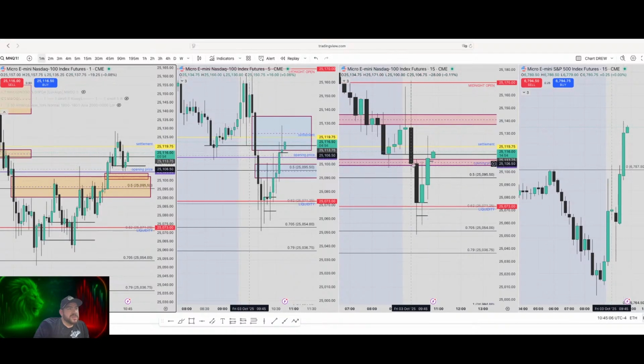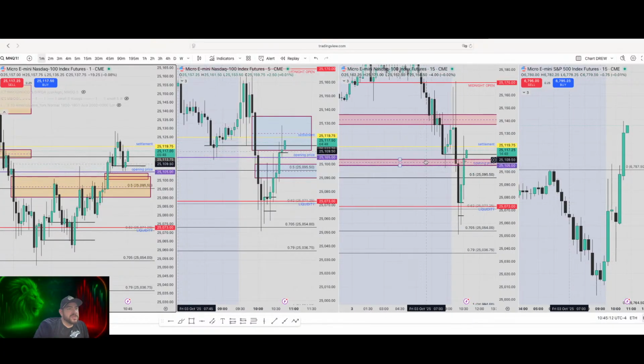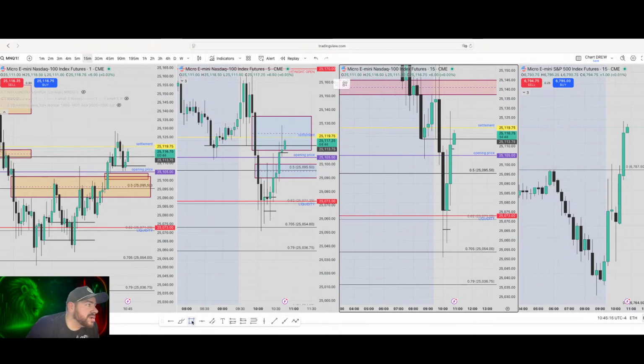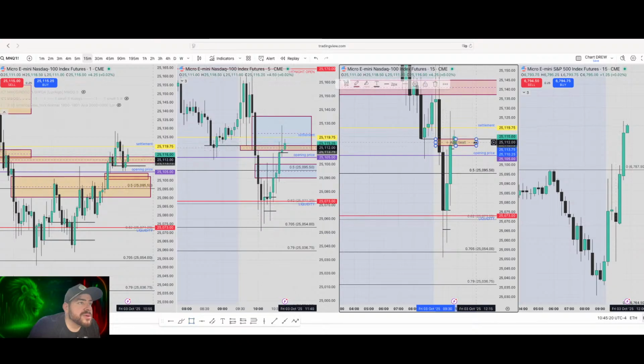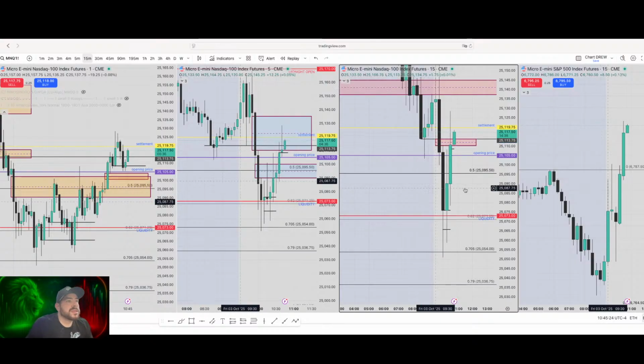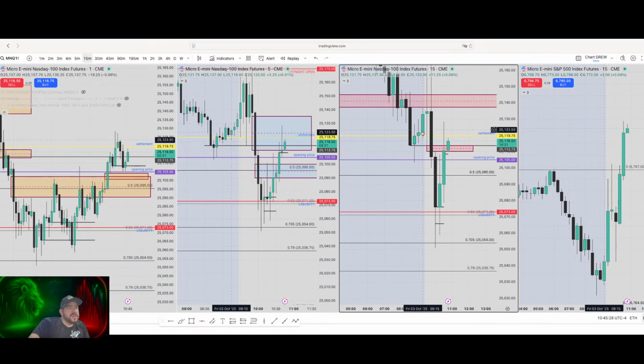I mean, we're still holding this little gap right here. I don't know if you can see it. Still holding it. Let's delete this one. See what we get here. This one right here. Still holding that. We're in this order block here, so I want to get a rejection off of this is what I'm looking for.